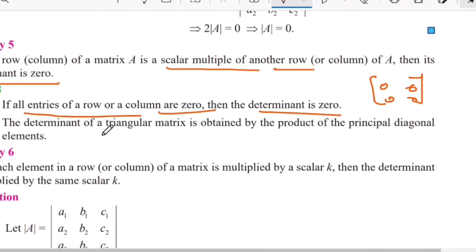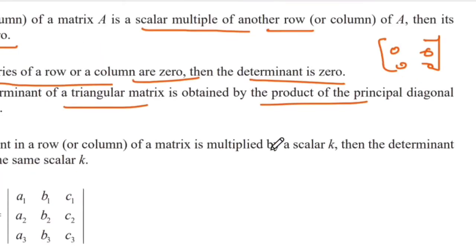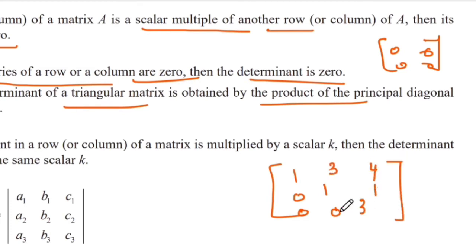The determinant of a triangular matrix is obtained by the product of the principal diagonal. What is a triangular matrix? You will have 0, 0. This is one triangular matrix. You can have any number here. This is a triangular matrix. Now this is an upper triangular matrix.